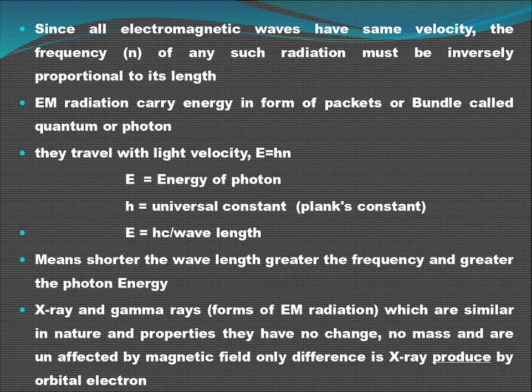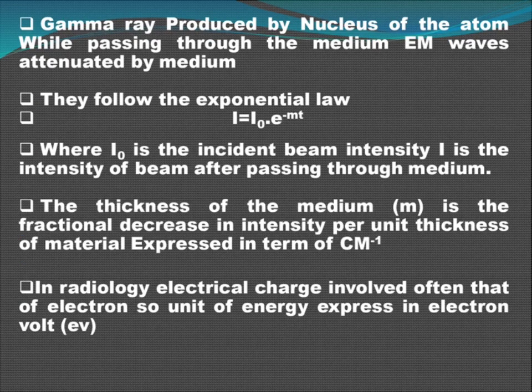They have literally no mass, and they are unaffected by a magnetic field. The only difference between X-rays and gamma rays is basically the origin. The gamma ray is released simultaneously with a beta particle. It comes from the nucleus, as happens in cobalt.